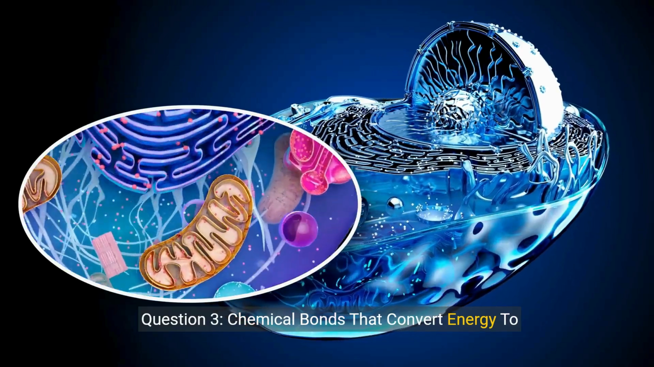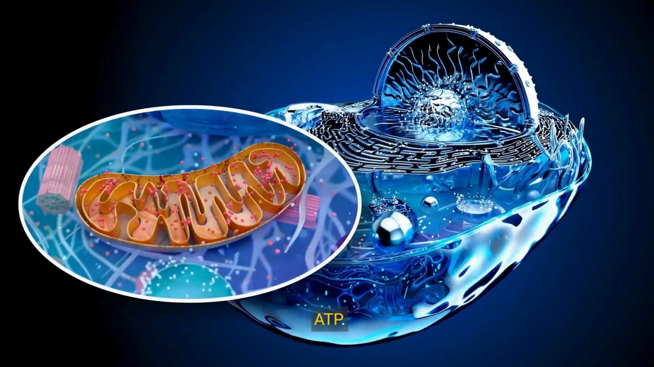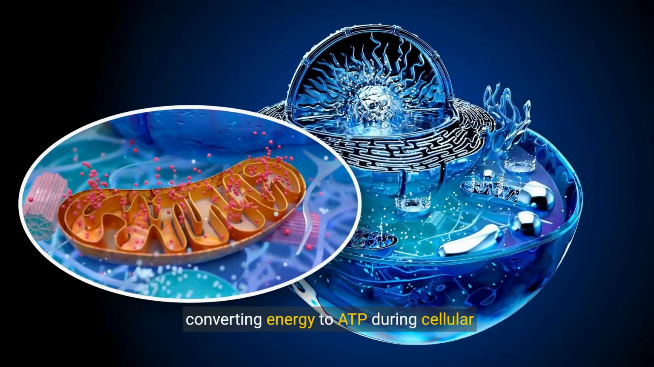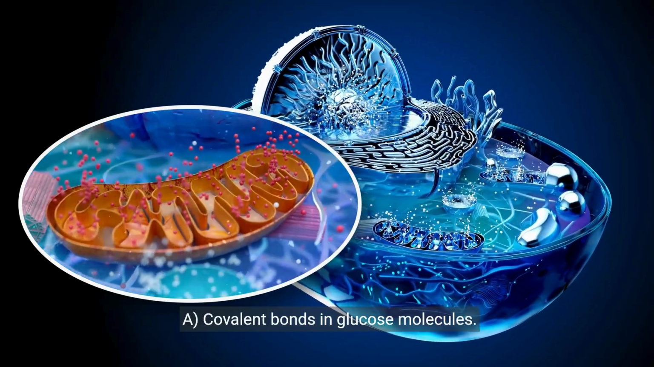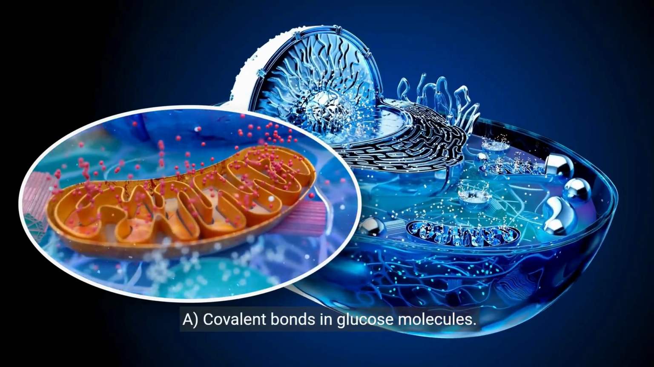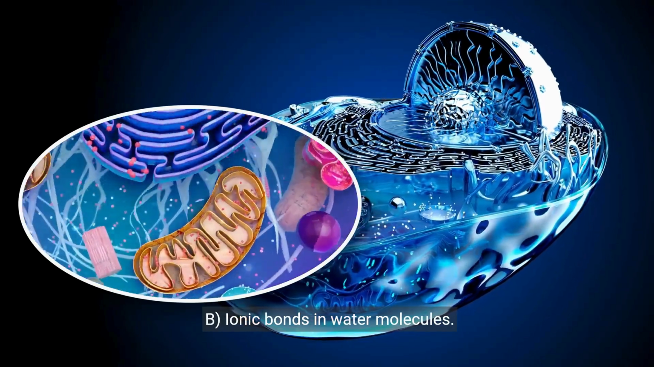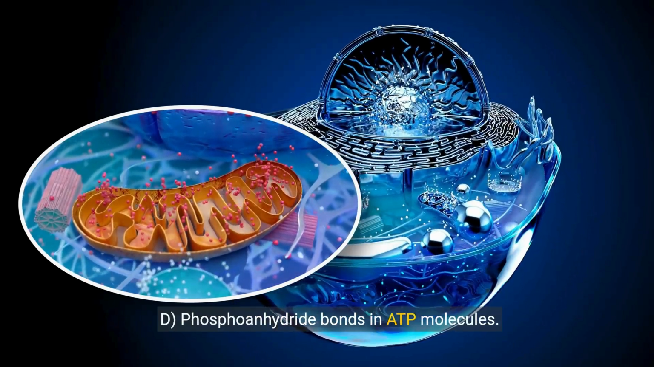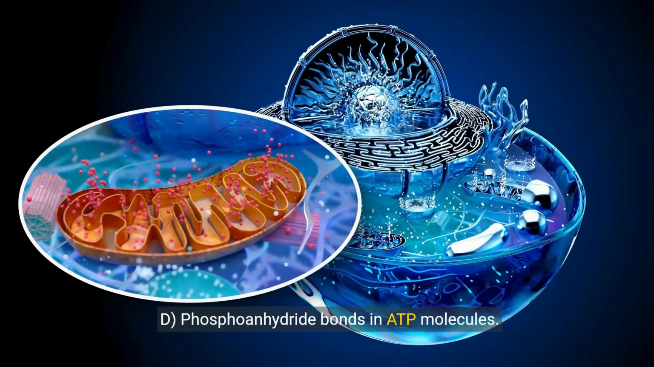Question 3. Chemical bonds that convert energy to ATP. Which chemical bond plays a key role in converting energy to ATP during cellular respiration? A. Covalent bonds in glucose molecules. B. Ionic bonds in water molecules. C. Hydrogen bonds in DNA strands. D. Phosphoanhydride bonds in ATP molecules.